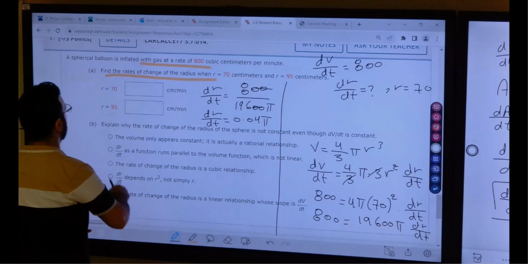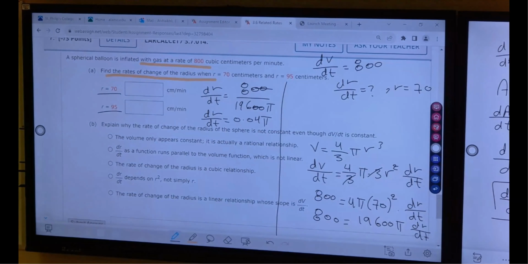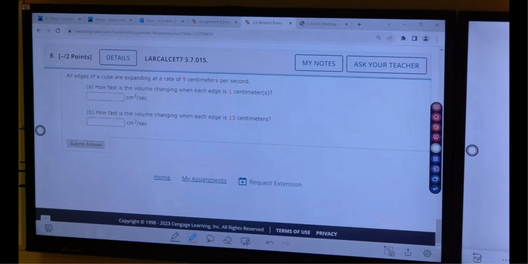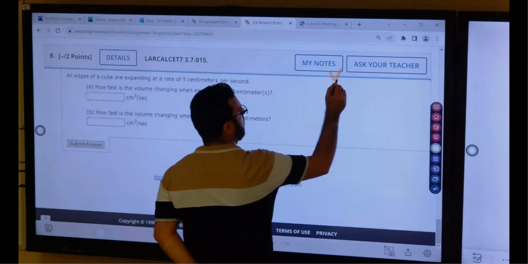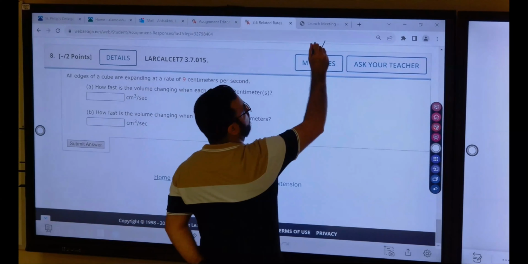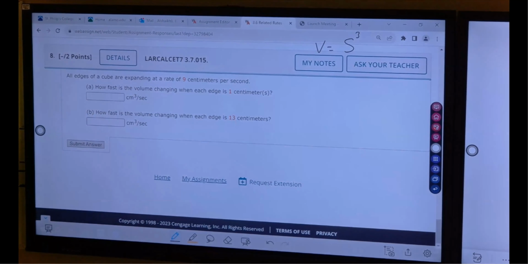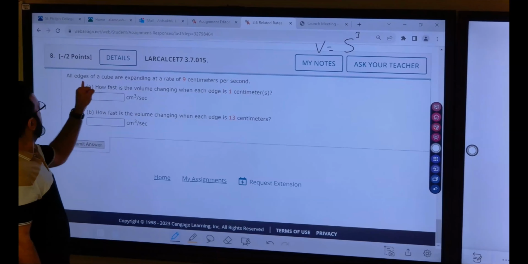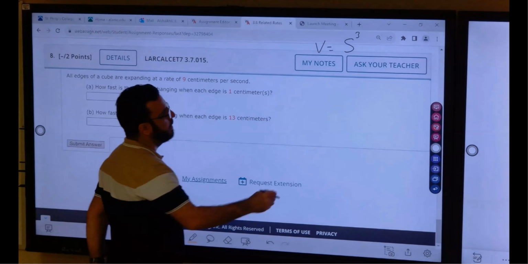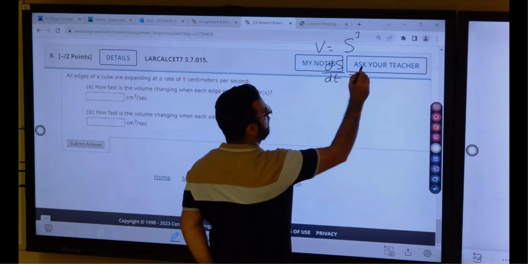They give us two ideas. You have 70, you have 95. You just do the same thing, but put 95. Same, same. Now for the volume of the cube, the formula is going to be what? The volume is going to be side cubed. Depending on the side, what we have is 9. That means the side, ds with respect to the t, equals 9.